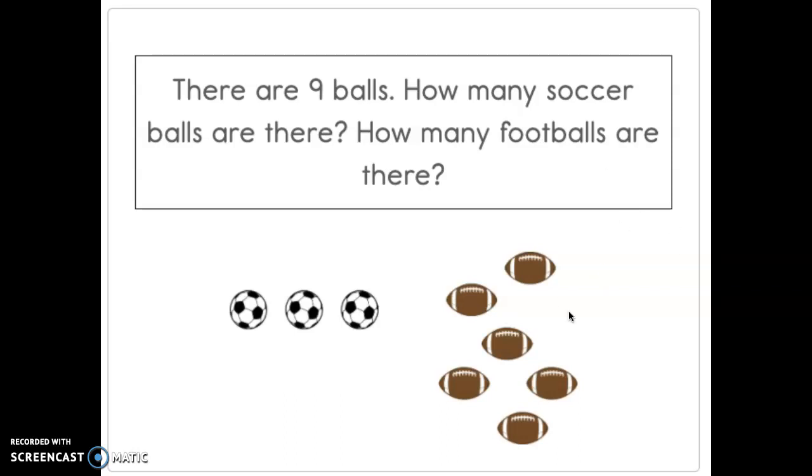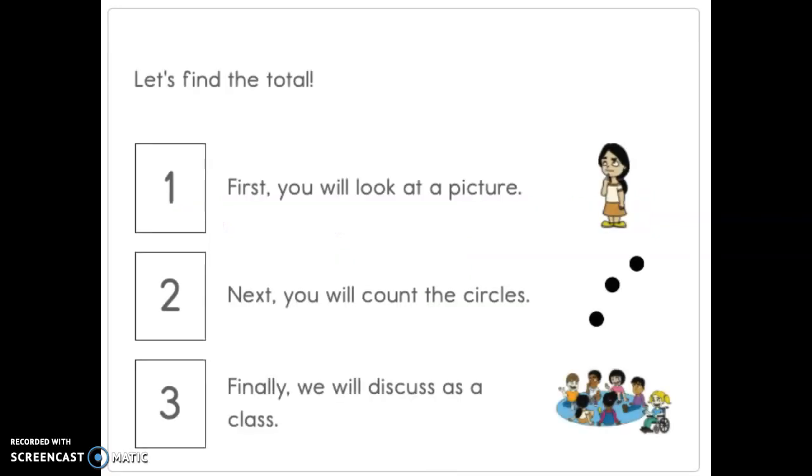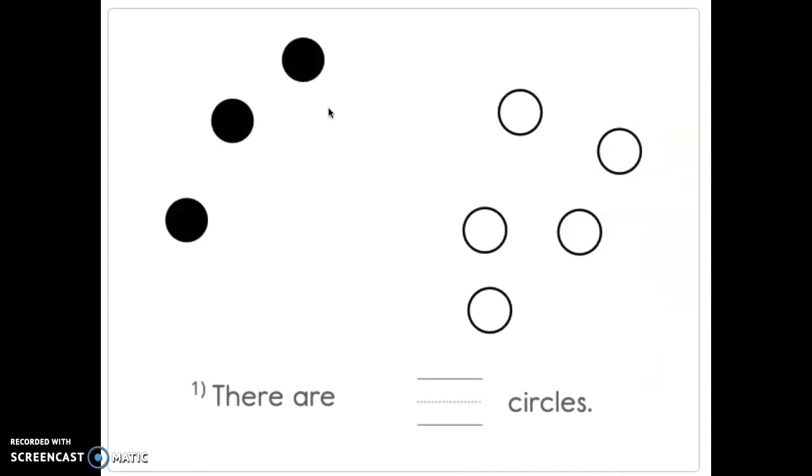Okay. Let's see. After that, we start counting with scattered images. So first, you're going to look at the pictures again. Next, you'll count the circles, and finally, we will discuss. It says, remember to keep track of the circles you have counted. And this is where I really spent a lot of time talking to your friends about making sure to keep track of what they've counted. And I even played a couple tricks on them.